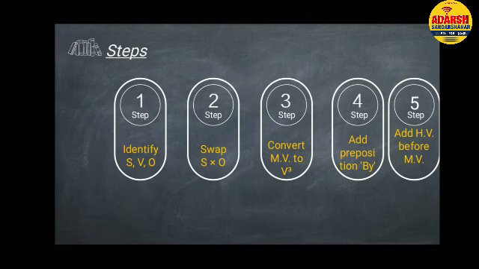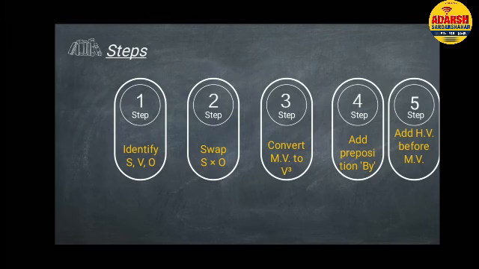First step, identify subject, verb and object. I have cleared how to identify subject, verb and object in my previous video. So please check the video if you haven't or you need a revision. Second step, swap subject to object and object to subject. We put subject in the place of object and object in the place of subject.